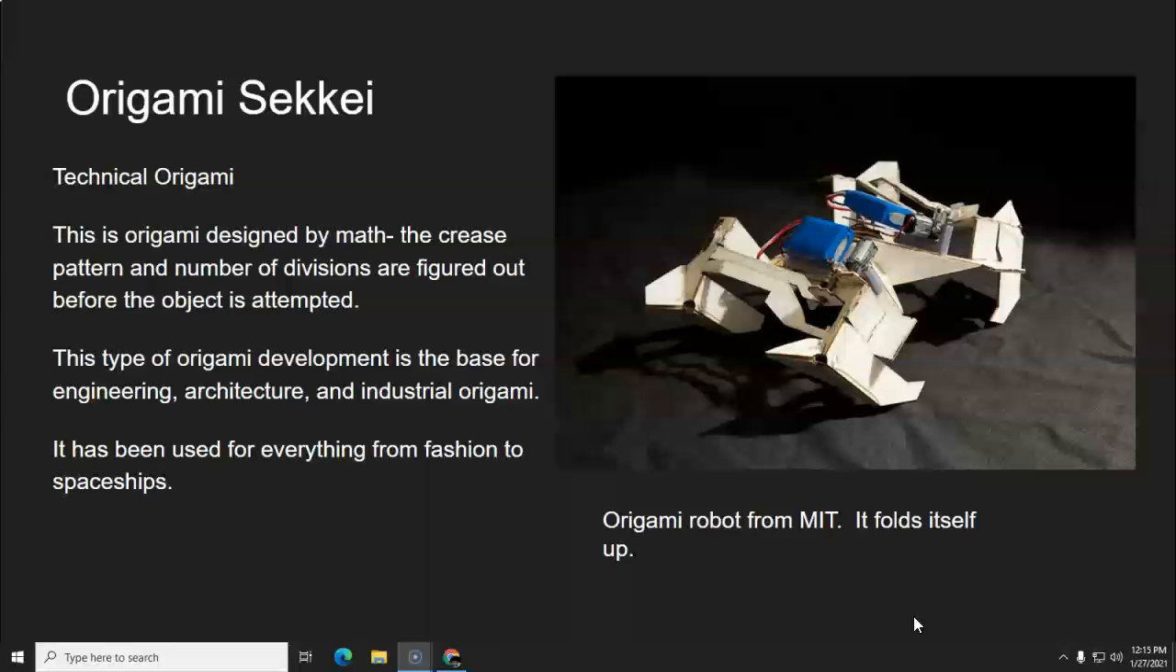And our image there that you see is an origami robot from MIT. It functions, it crawls around like a little crab, and then it folds itself up and goes to sleep.